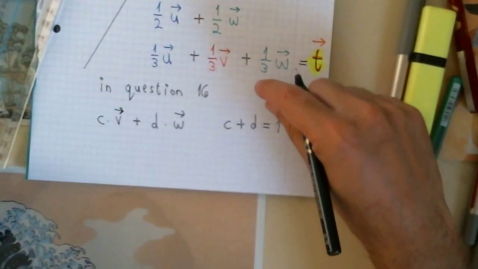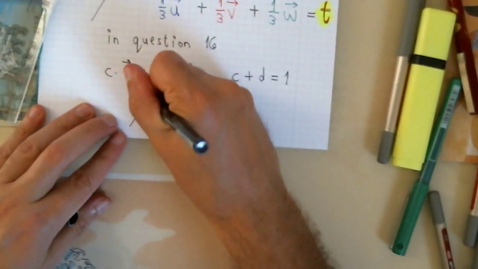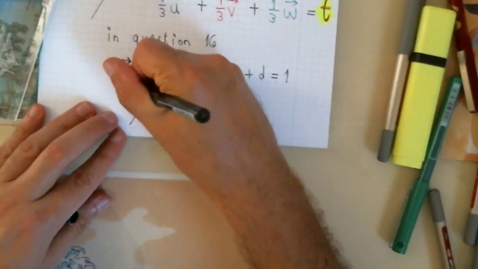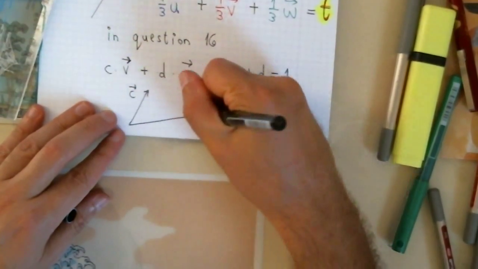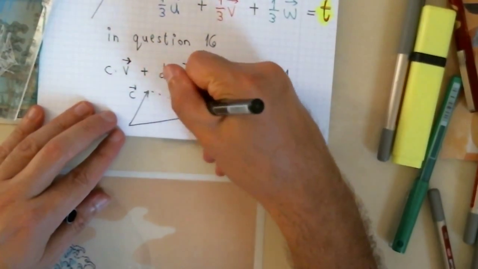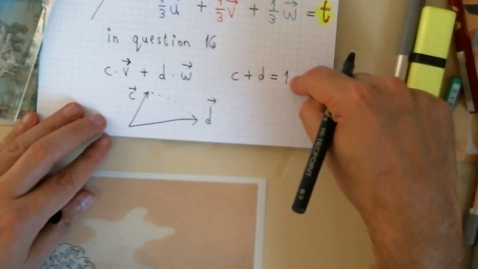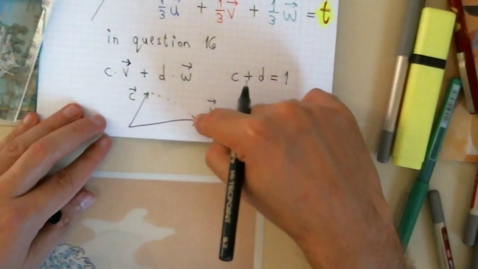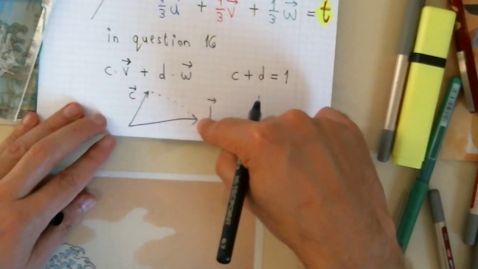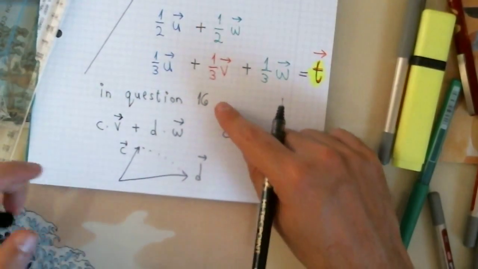And we talked about it that if this was C and this was D, and we had this line between them, C plus D equals 1 described all this line between the vectors. So in the same way, you can look in the video of question 16.